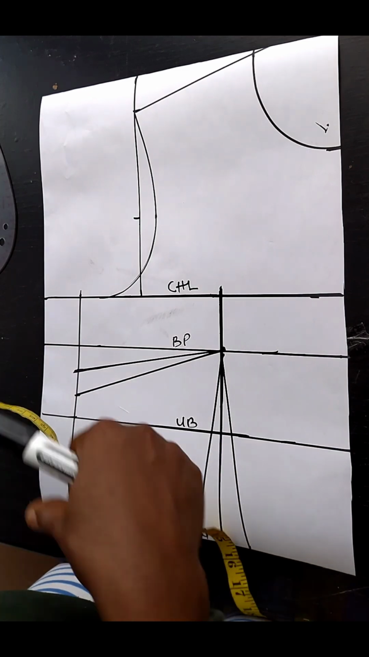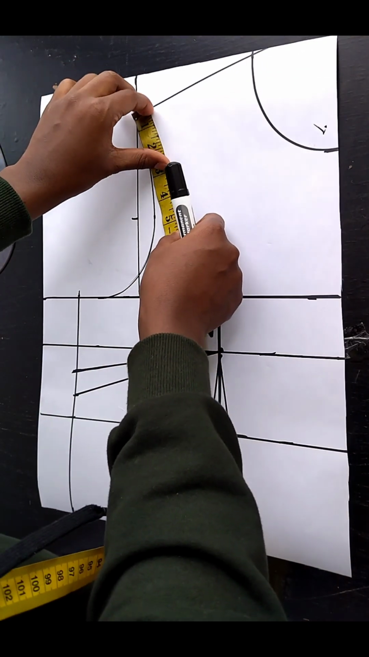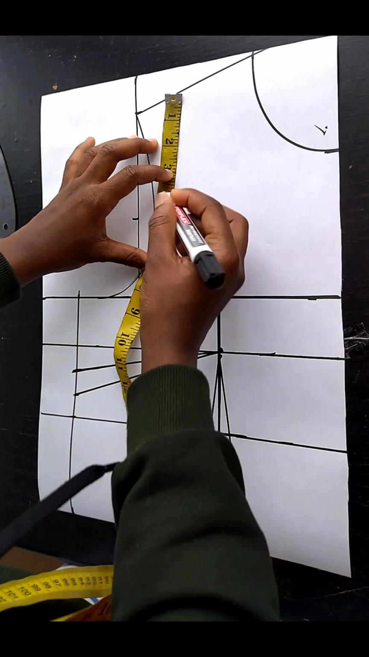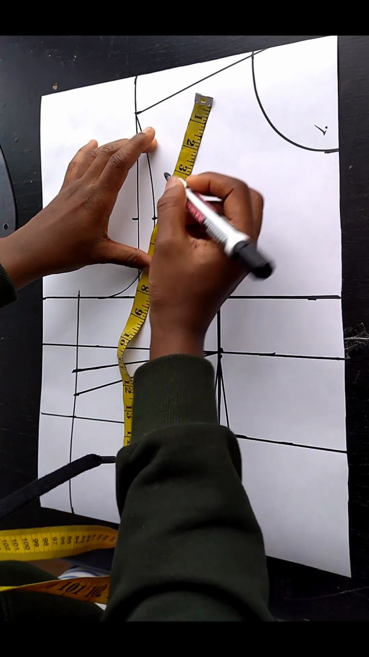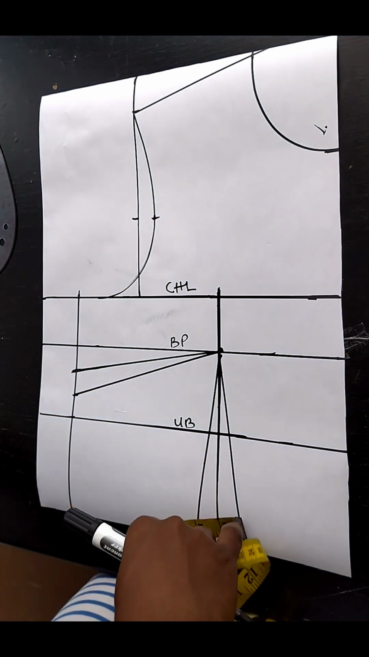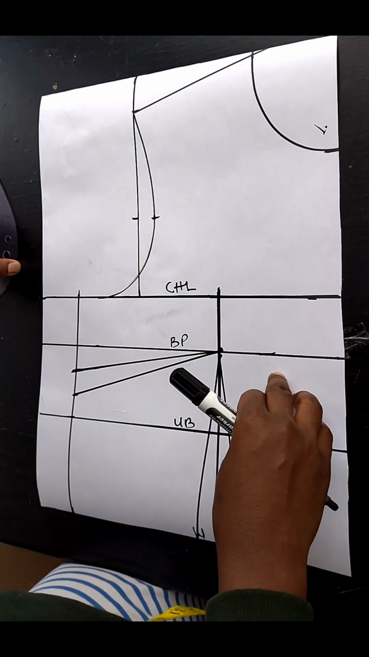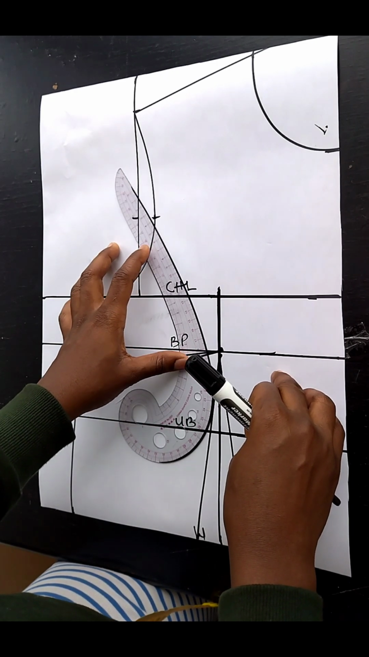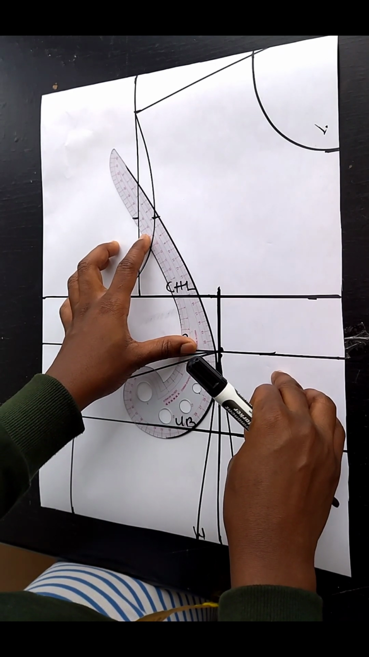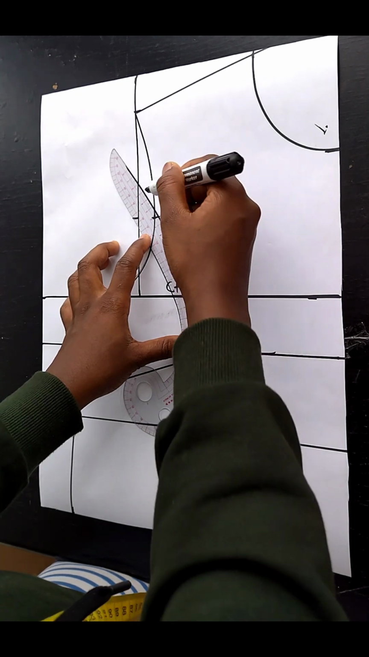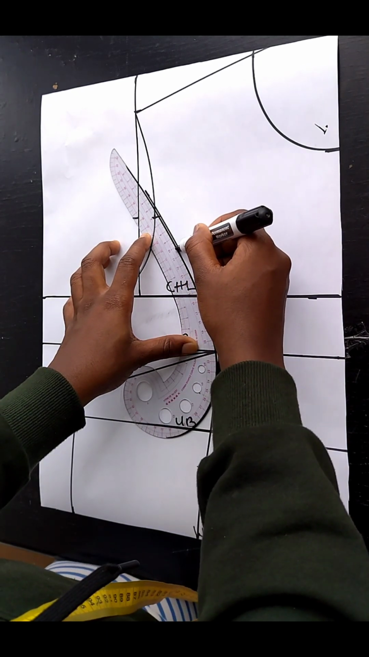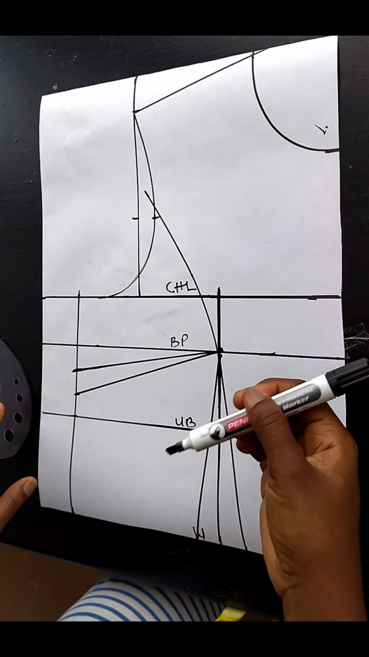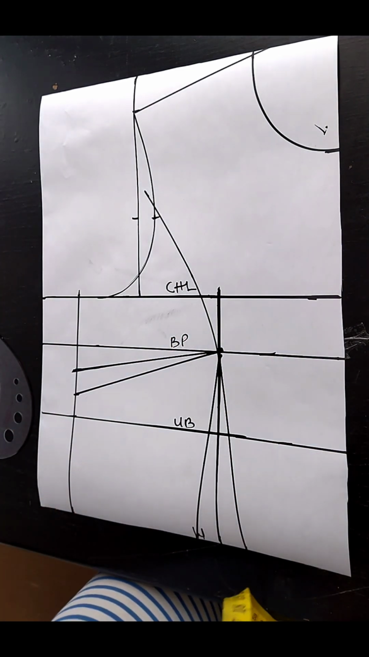Because it's a princess dart pattern, I'll look for the midpoint of my armhole. When I get the midpoint, I'll make a mark at that point. Then I will introduce my curve now. From that point I marked for the midpoint of the armhole, I'll connect it with a curve back to the bust point. You can just watch what I'm doing right now.